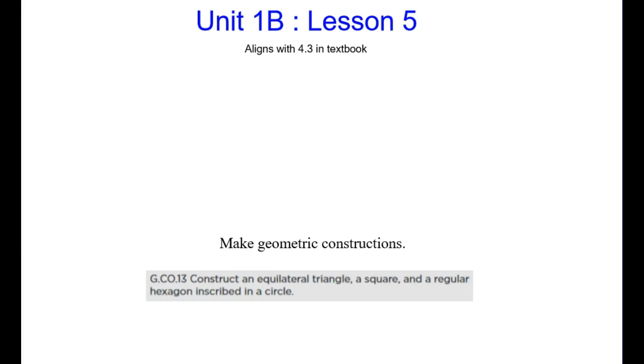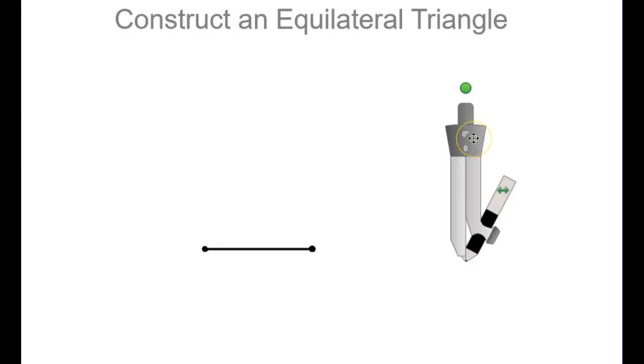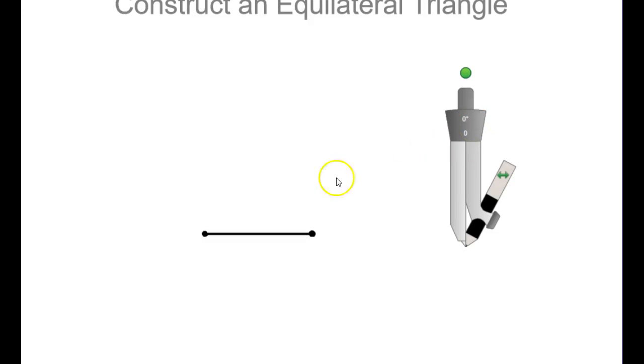Unit 1B, Lesson 5. This lesson will align with 4.3 in your textbooks. Again, this lesson is going to be over making constructions. The standard is construct an equilateral triangle, a square, and a regular hexagon inscribed in a circle. The first construction we're going to complete is how to construct an equilateral triangle.